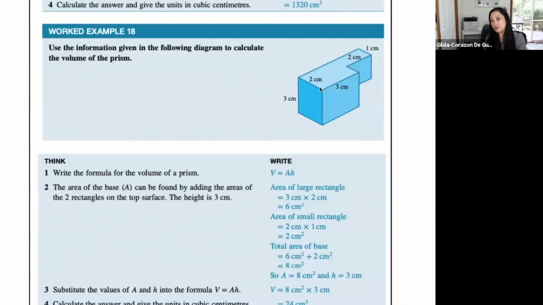Therefore that's 3 times 2, that's 6. This one is 2 times 1, that's 2. 6 and 2 gives you 8, right? Therefore the area of the cross section is 8, but what's the height? The height would be 3, and therefore 8 times 3 would give you 24.